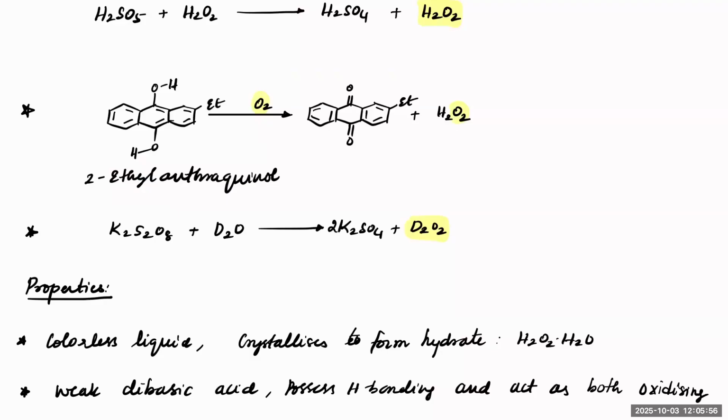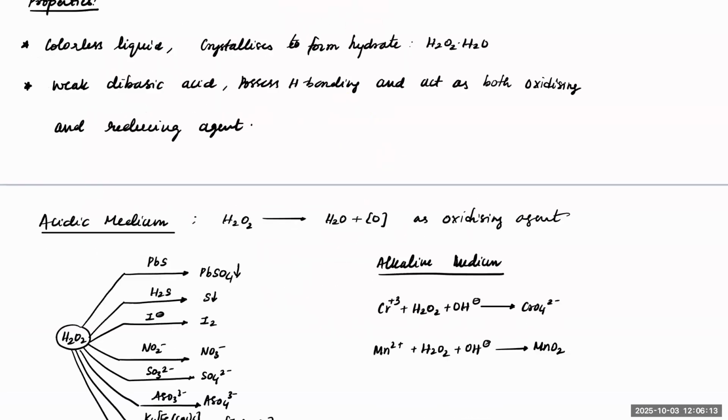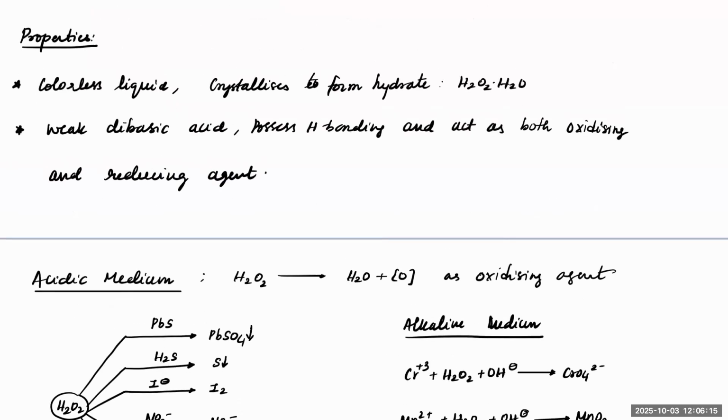Anthraquinol will convert into anthraquinone. Similarly, if you take potassium peroxydisulfate, even that on adding D2O or H2O will convert into D2O2 or H2O2. Now, peroxide is usually a colorless liquid. It crystallizes to form H2O2.H2O.